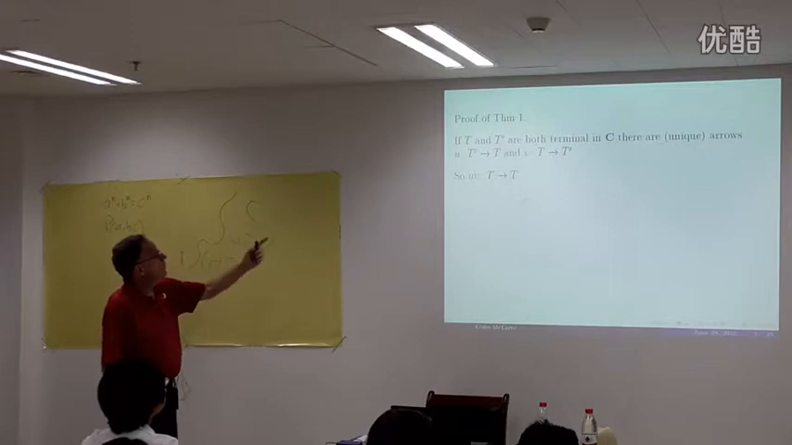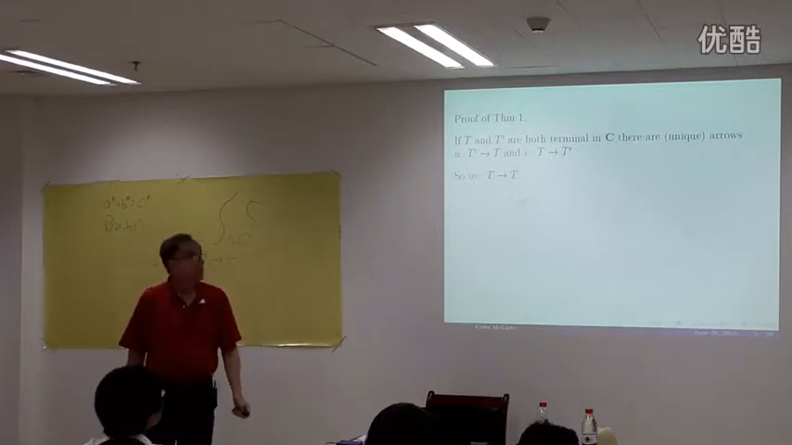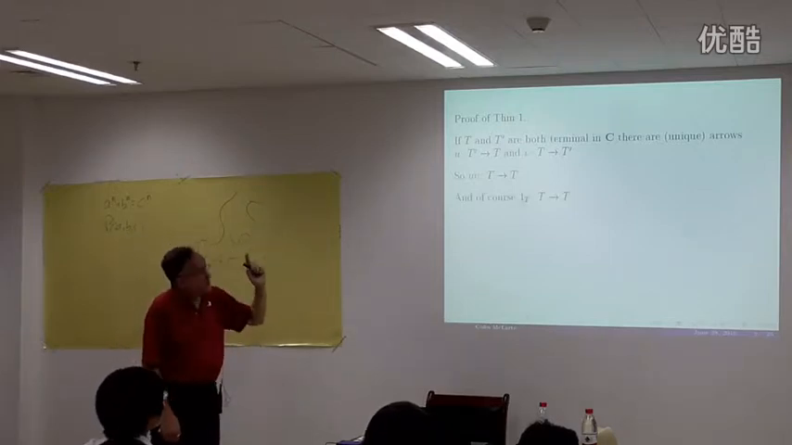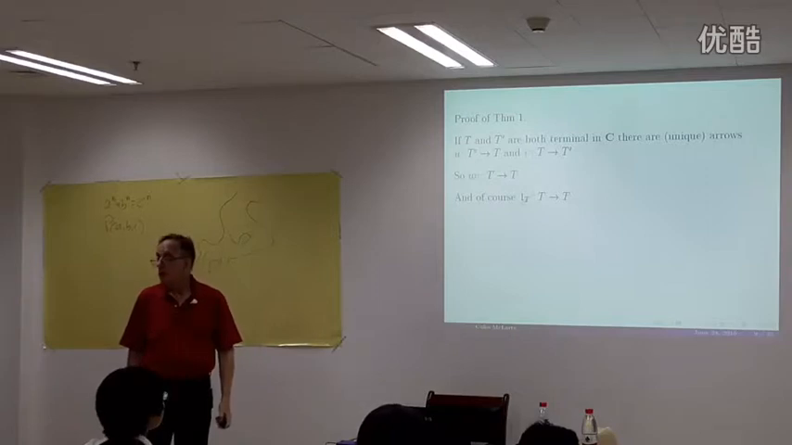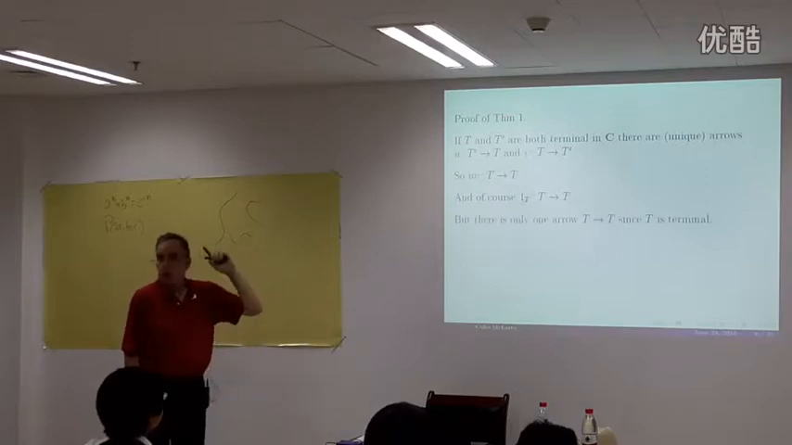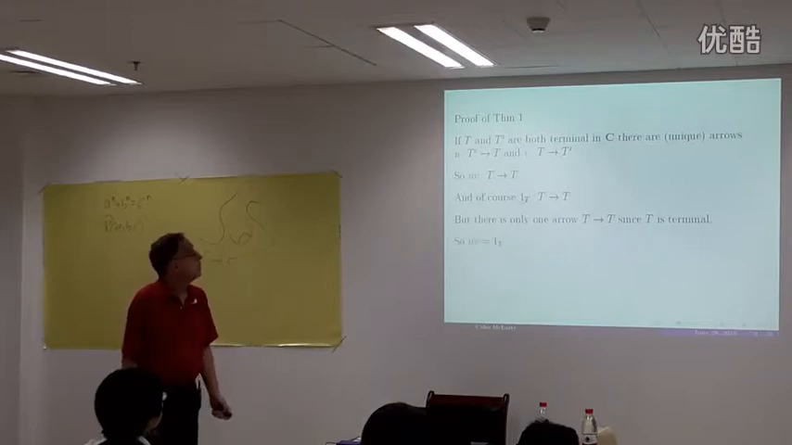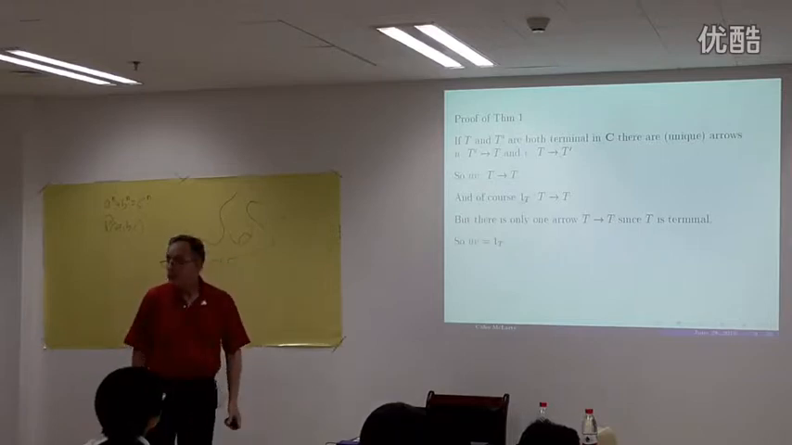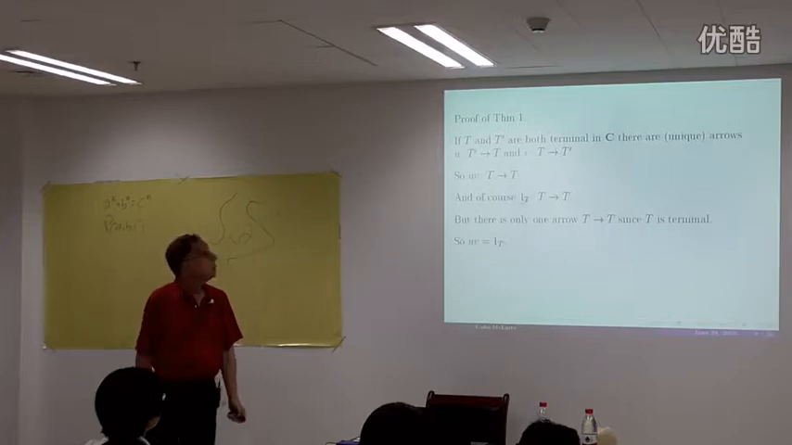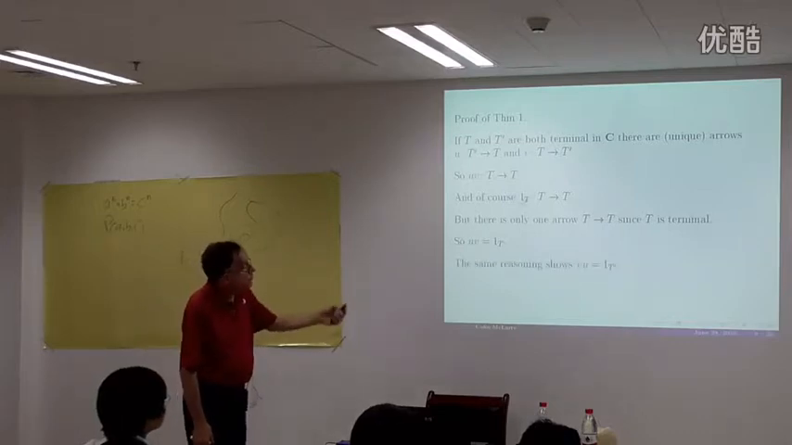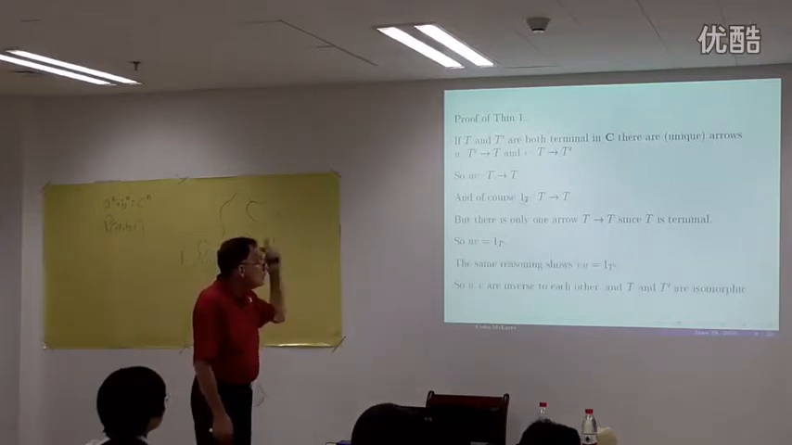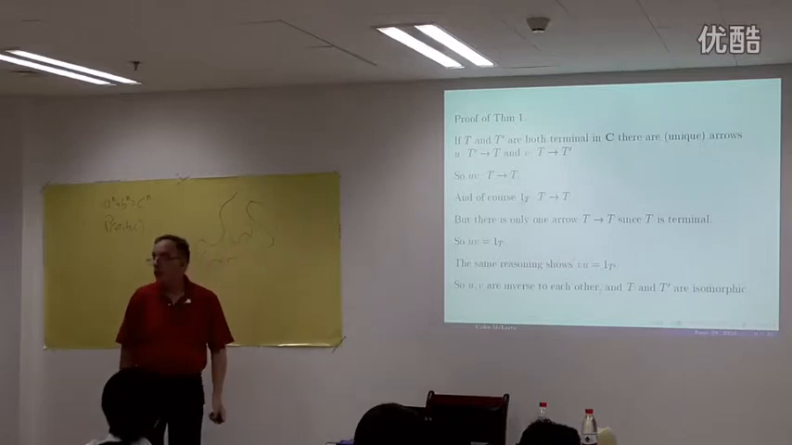So the composite goes from T to T. And of course, the identity goes from T to T. But T is terminal, so there's only one arrow to it from anything, including from itself. So that composite is the identity. The same reason shows the other composite is the identity, so they're inverse to each other, and those things are isomorphic.